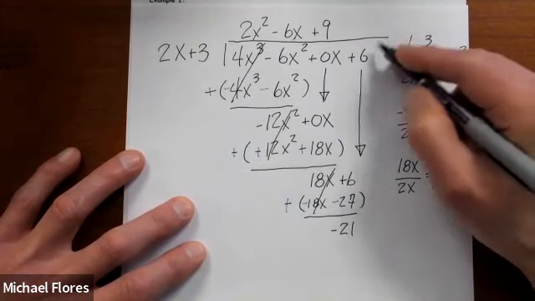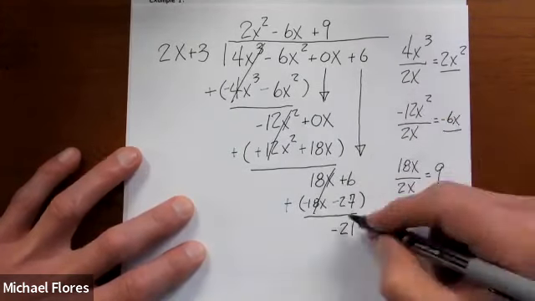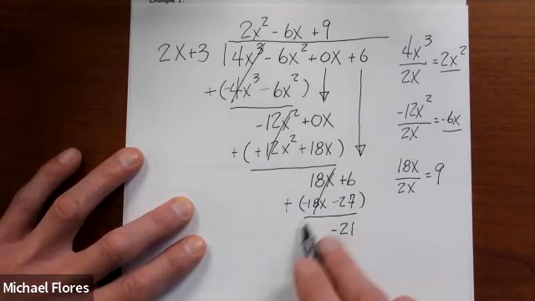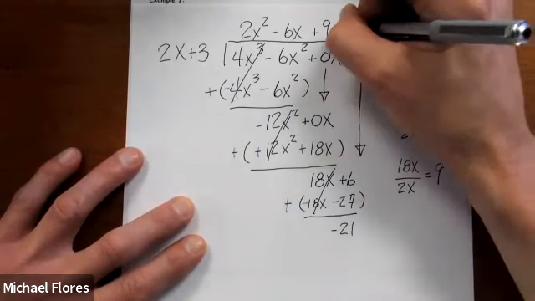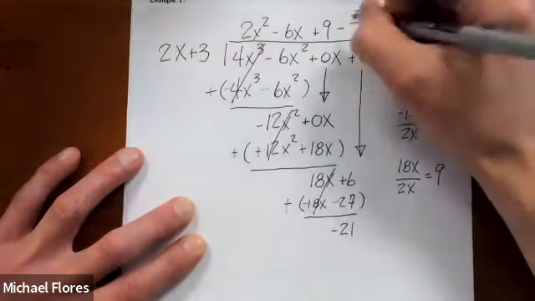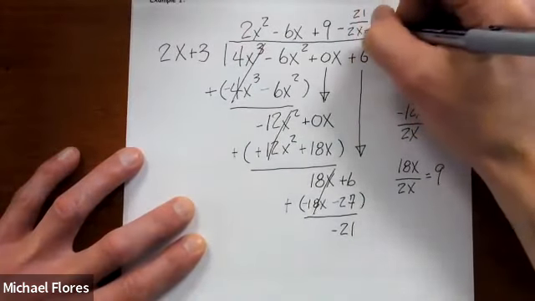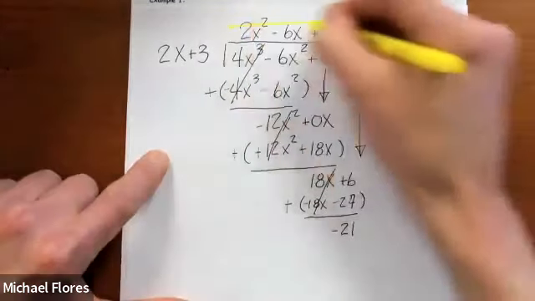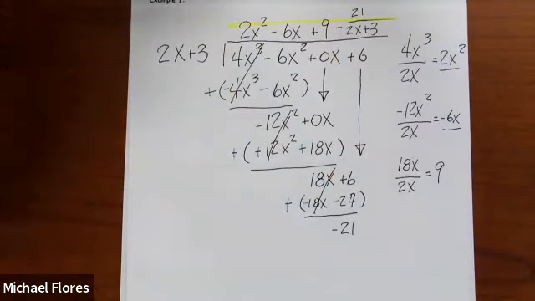Now notice that we have nothing left to bring down. We have reached the end of this problem. We have a remainder of negative 21. And here's how you write anytime you have a remainder. Just take minus 21 over the factor that we started with, 2x plus 3. And this is the answer.